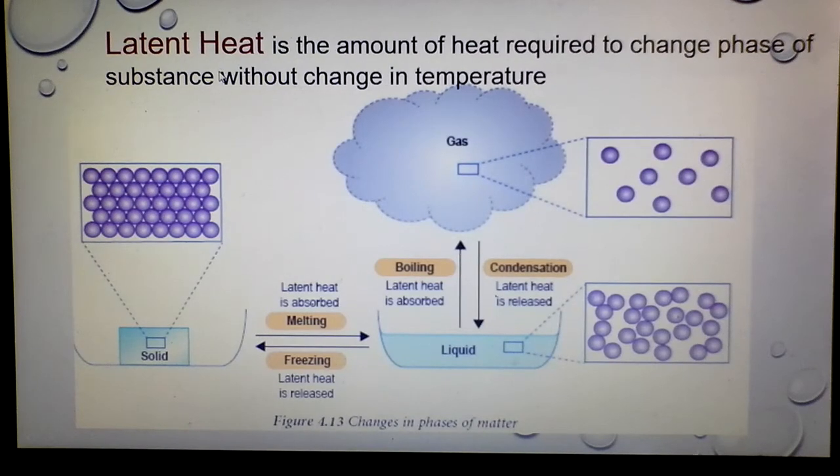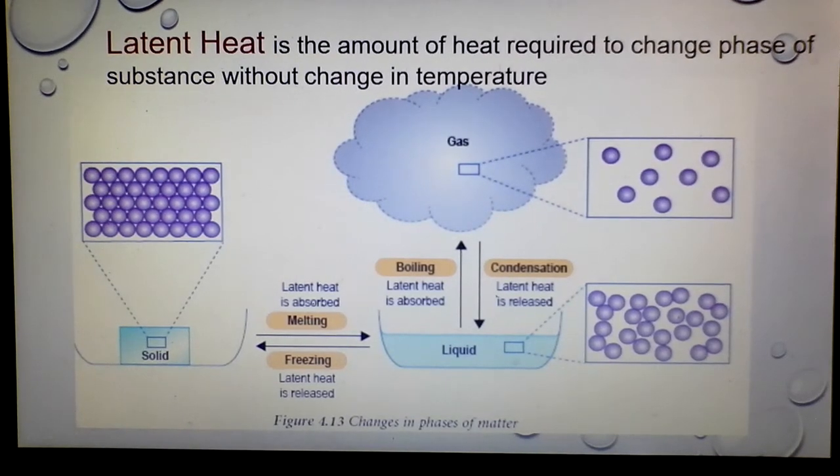The meaning of latent heat: latent heat is the amount of heat required to change the phase of a substance without change in temperature. No increase in temperature, or constant temperature. So the processes involved are change of phase, for example the melting process, solid changes to liquid, freezing process, liquid changes to solid, boiling process, liquid changes to gas, and condensation process, gas changes to liquid. So the amount of heat that is required, we call it latent heat.